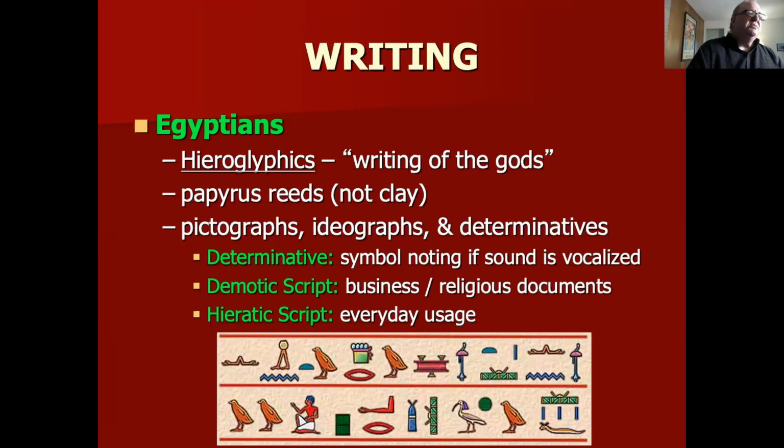I'm sorry, not three, they had two different scripts. The scripts were the Demotic script, which is the business and religious symbols, and it was sort of the high language, in other words, the more sophisticated language. And then there was the hieratic script, which was for everyday usage. So, two different scripts. They made use of pictographs, ideographs, and determinatives, which were things that made the sounds.